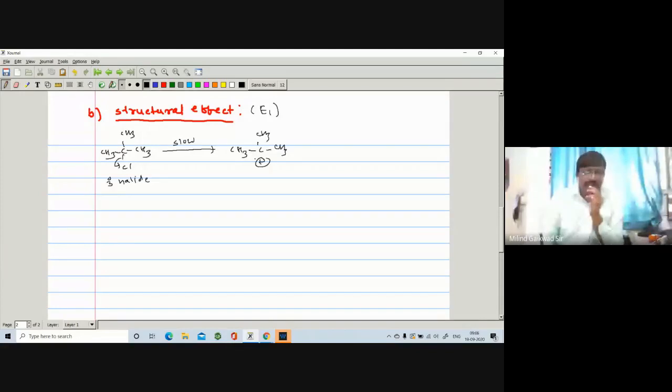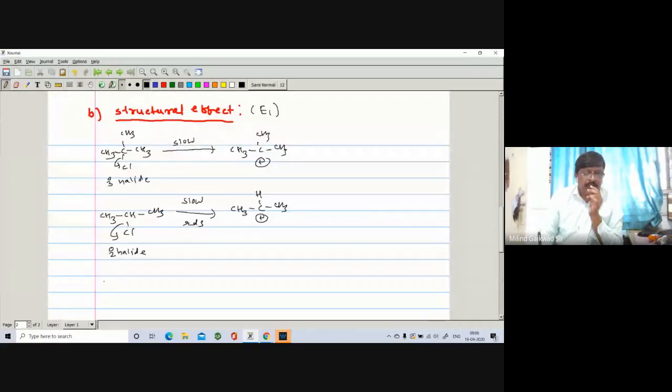Further, if you take such a substrate, CH3, and here is a Cl. Again this sigma bond breaks. It is a secondary halide. In the secondary halide, what happens? Again, in the RDS, the slow step, there is a formation of a carbocation. Here is an H, and here is a CH3. So you will get a secondary carbocation.